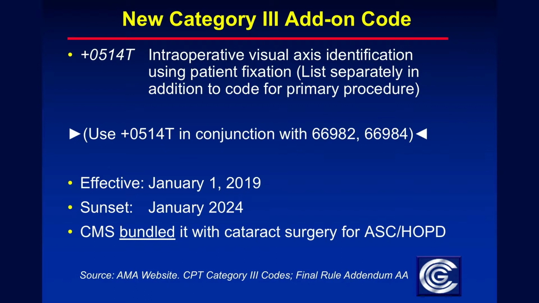66984 or 66982. The CMS final rule for the outpatient prospective payment system bundled 0514T with cataract surgery for the ASC and hospital outpatient department, so there is no separate payment for it. Within the Medicare physician fee schedule, this Category 3 procedure is not assigned relative value units or any payment. At present, we don't have much information on this new code or how the MACs will handle it.